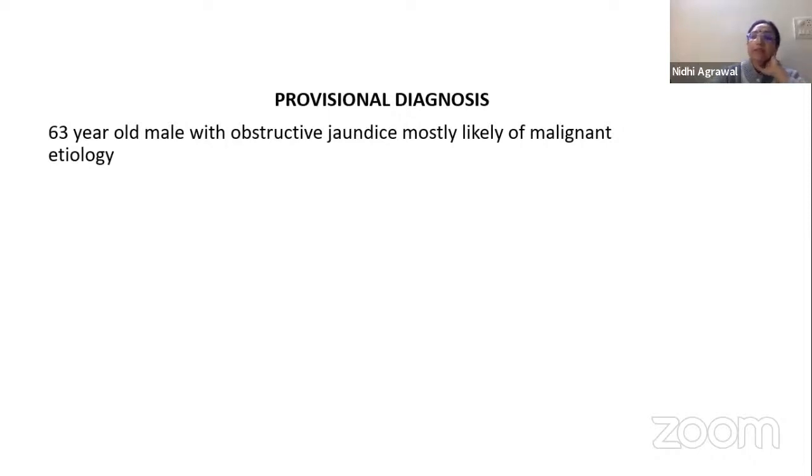Okay. So, what is your provisional diagnosis, Dr. Subbulakshmi? Yes, ma'am. My patient, 63-year-old male with obstructive jaundice, most likely of malignant etiology, ma'am.